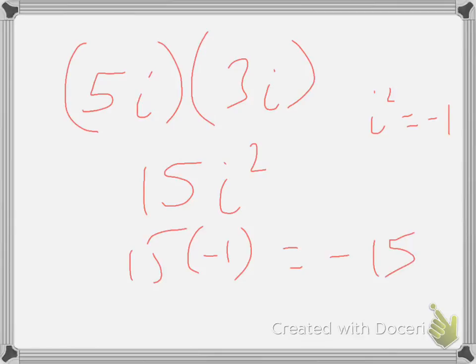It's very cool. Usually when you multiply two things together, you never get a negative number. But because of that i deal, you do. So 5i times 3i is negative 15. Cool, eh?